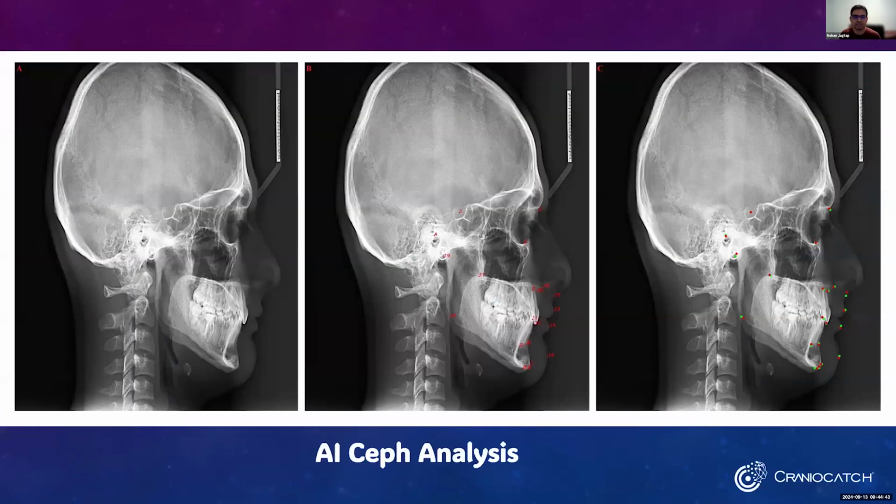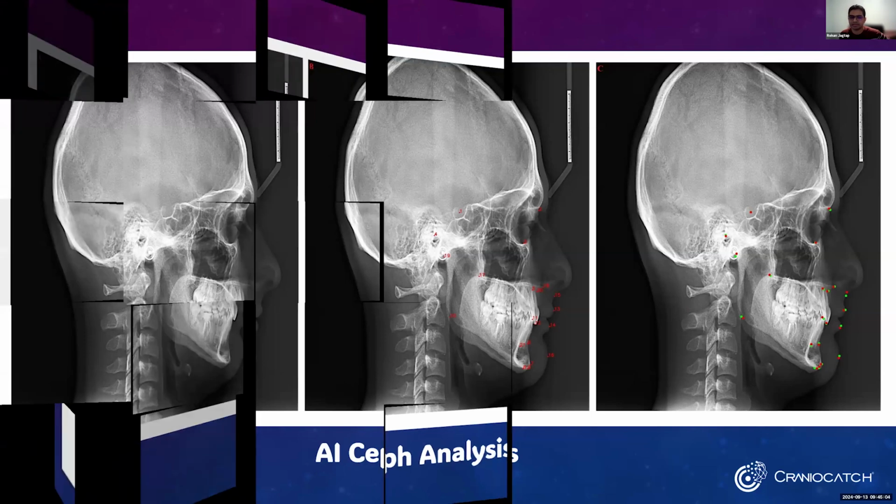So this is a good image which shows on the left side a patient cephalogram. The middle image is about the human marking of the cephalogram landmarks, and the right one is the one with the AI prediction. You can see that the blue and green, the red and green dots are so close to each other. It's very good accuracy.